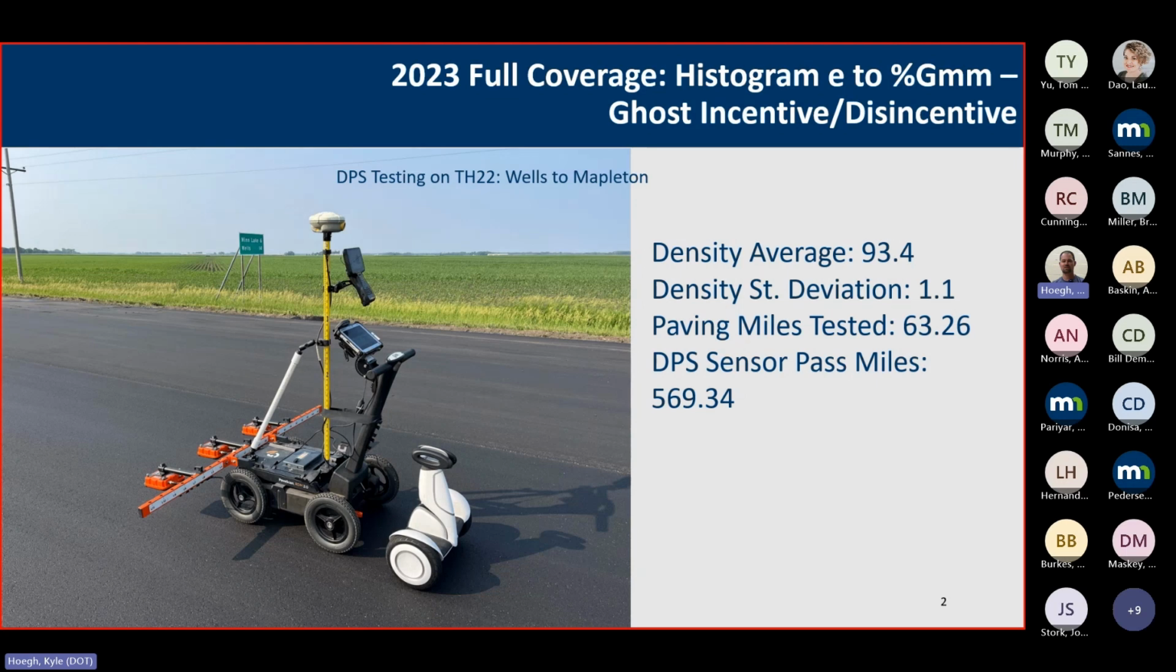Just to put things in perspective, this is one project on Highway 22 where 63 paving miles were tested, and that corresponds to 570 passes with this cart. And thus you see the segue there. As Amy mentioned, safety is an issue, and that's one of the reasons we're excited about some of the developments occurring from a data collection options point of view.